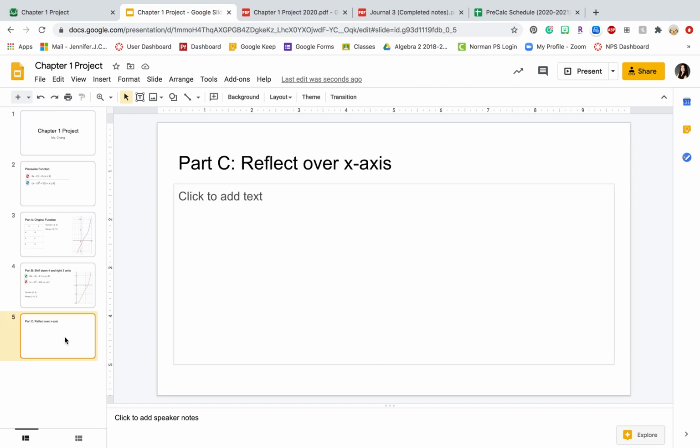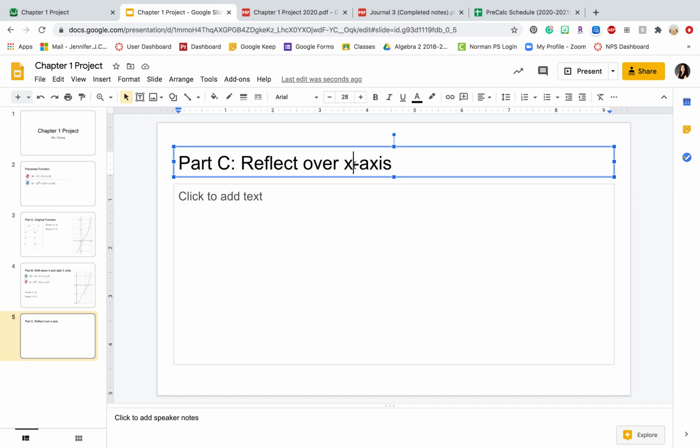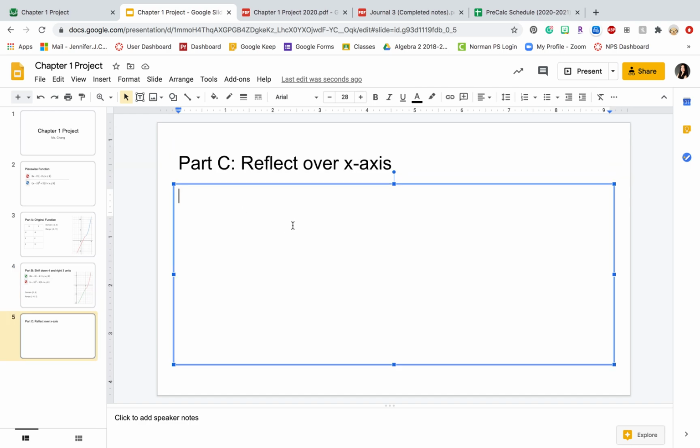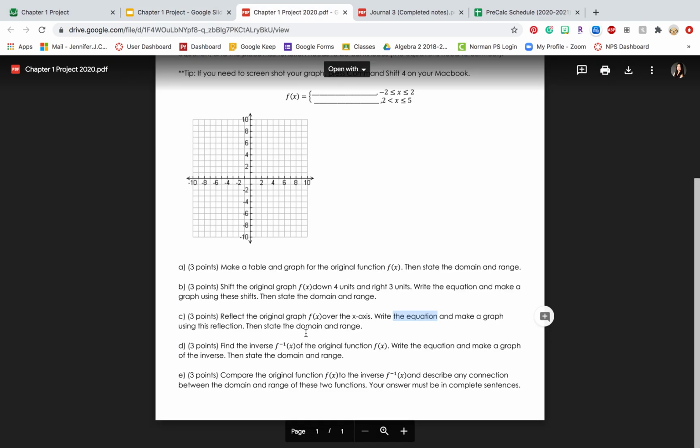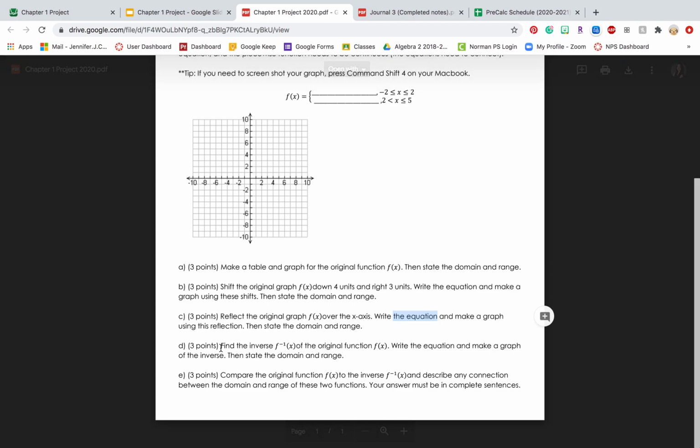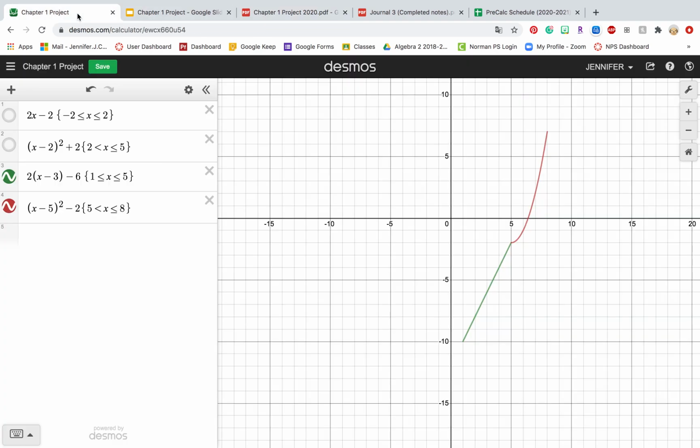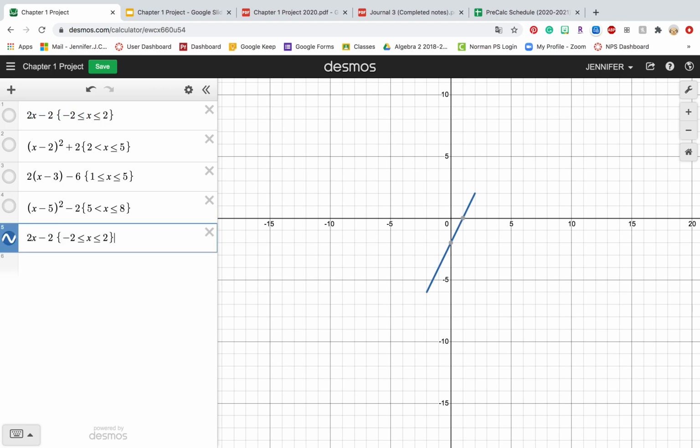So next, we are ready for part C, which is reflecting over the x-axis. So to reflect over the x-axis, what we're going to do is, again, take the original equation, and we're going to shift it. So first, let's go back to Desmos, and I'm going to unhighlight these and basically copy and paste the original. So I always go back to the original and paste that in, or you can type it out, whichever is easy for you.